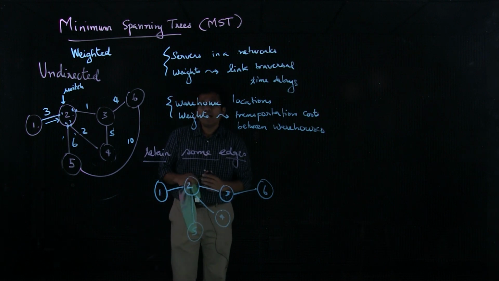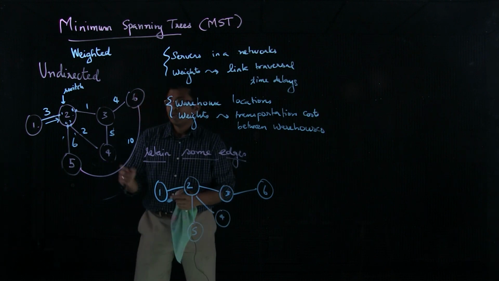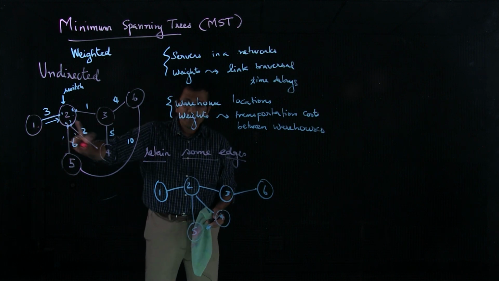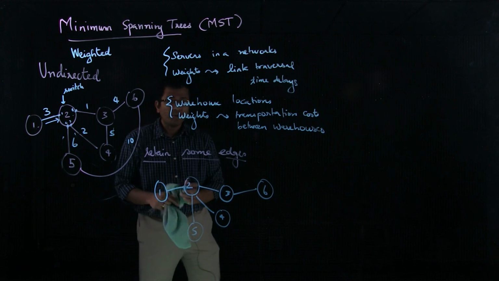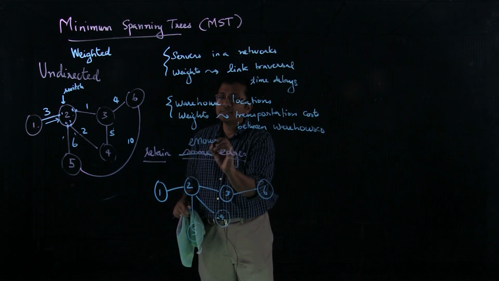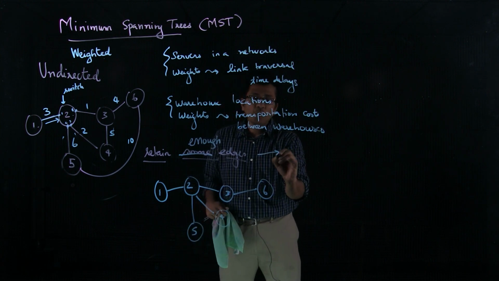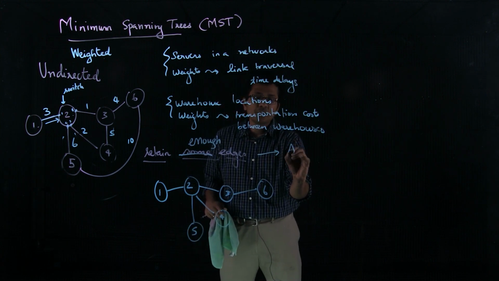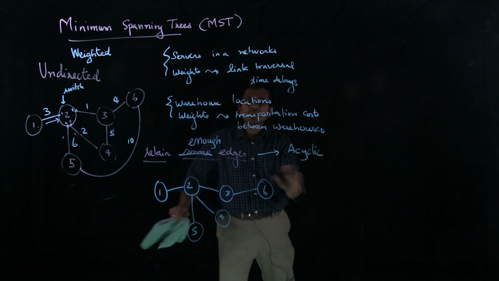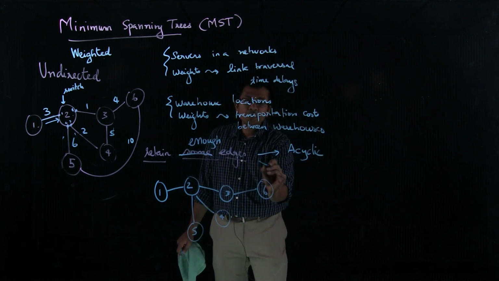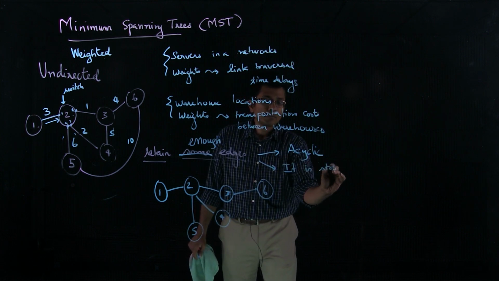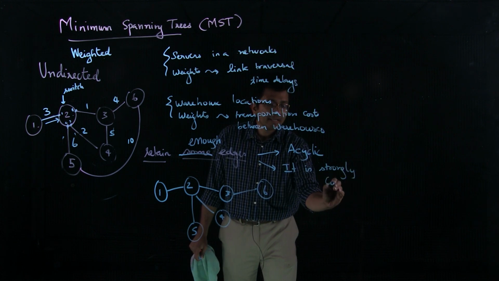So here I am retaining some of these edges. I'm retaining 1 to 2, I'm retaining 2 to 3, I'm retaining 3 to 6, I'm retaining 2 to 4, I'm retaining 2 to 5. Okay, so retain enough edges such that, number one, the resulting graph has to be acyclic. I should not make a cycle in the graph. So no cycles in this graph. And number two, it is fully connected. Strongly connected.